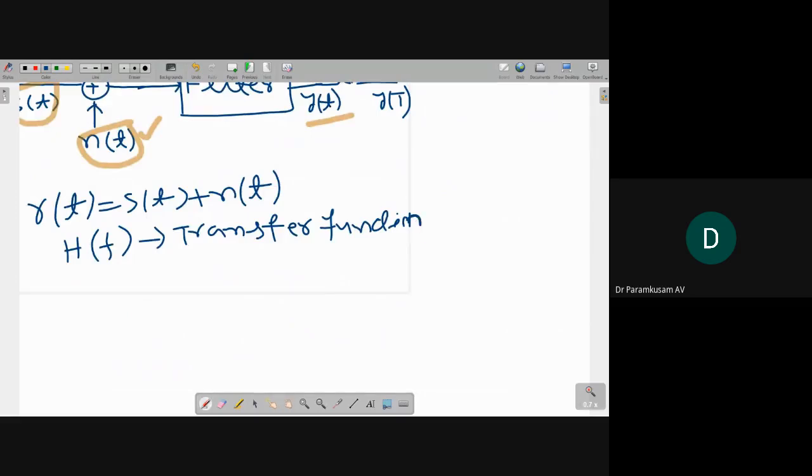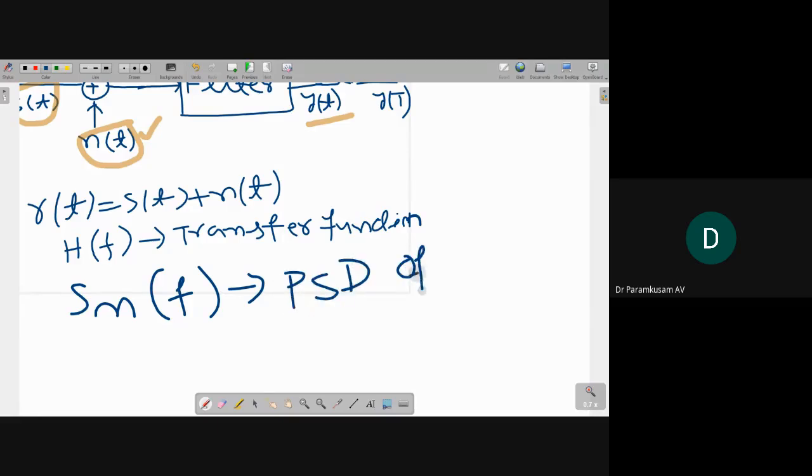Transfer function of the filter, and assume that Sn of f represents the power spectral density of n of t. H of f is the transfer function of the filter.